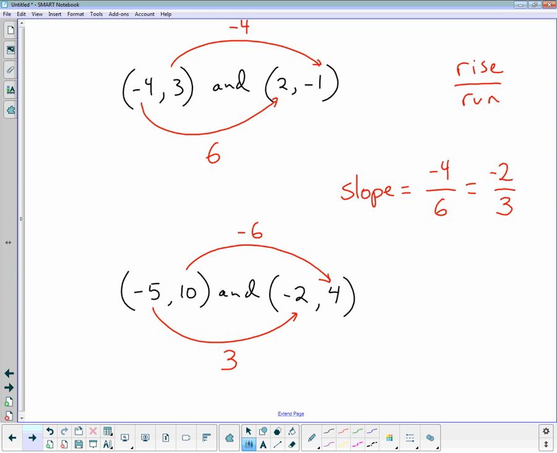So your slope is -6 over 3, and we'll reduce that to -2. You could write it as -2 over 1, but this is more reduced, because -2 over 1 is just -2. So if you can reduce it, reduce it. Sometimes they don't reduce.